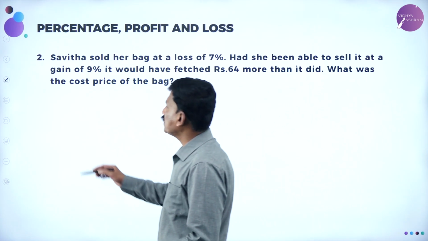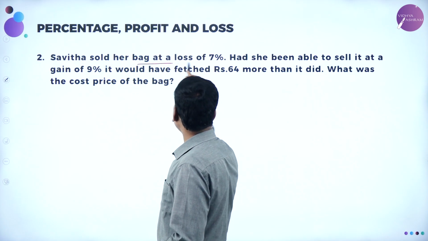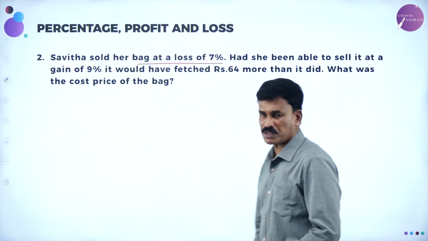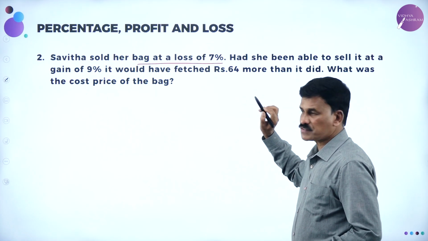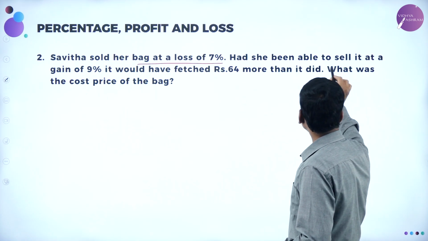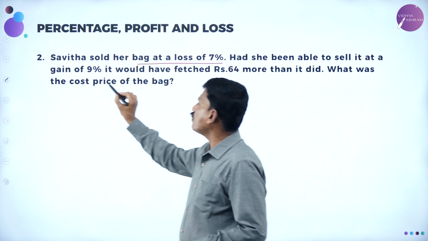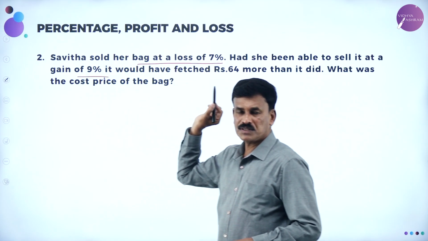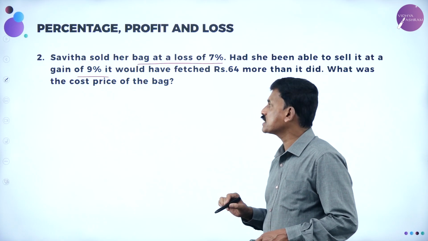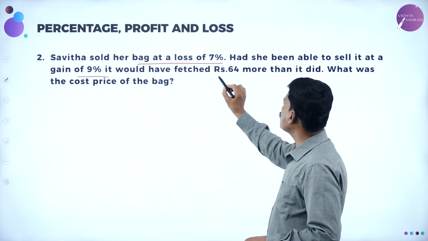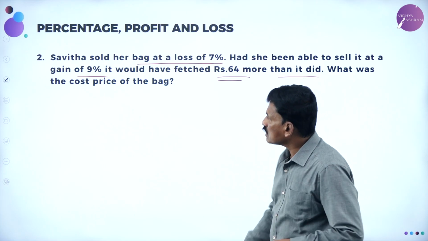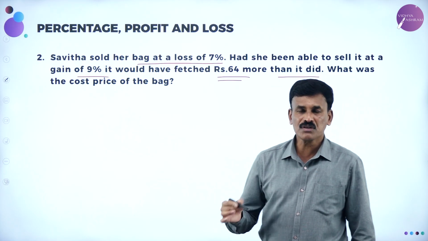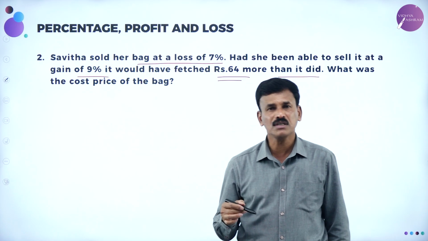Now, what is the problem given here? Savita sold her bag for a loss of 7%. Suppose she will sell the bag for a loss of 7%. Had she been able to sell it at a gain of 9%, if the same article is sold for 9% gain, it would have fetched rupees 64 more than what it is. What was the cost price of the bag? So what is required to determine is the cost price of the bag.